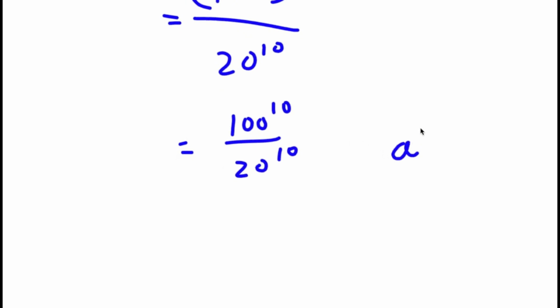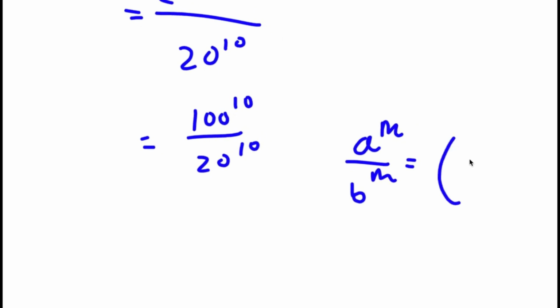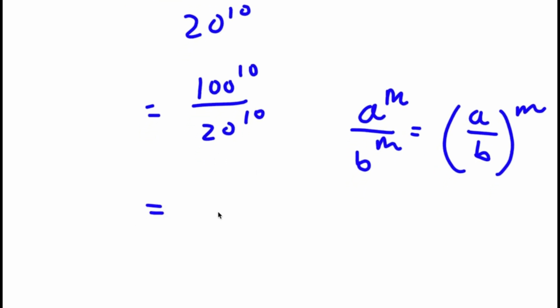Now if I have something in the form a to the power of m over b to the power of m, this is equal to a over b to the power of m. So 100 divided by 20 is going to equal 5. So I'm left with 5 to the power of 10. So this is my answer.